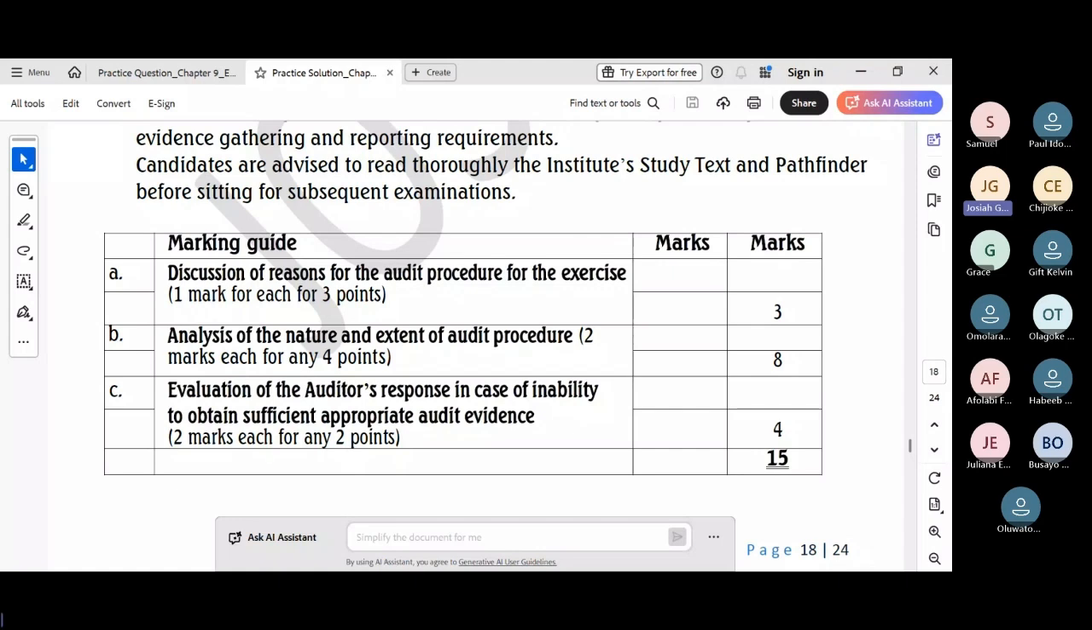Very, very key. So for the last question, we have the C part, we have just 4 marks. So you could provide 2 marks each for any 2 points. That's 2 points, 2 marks for each 2 points. 2 times 2 is 4.